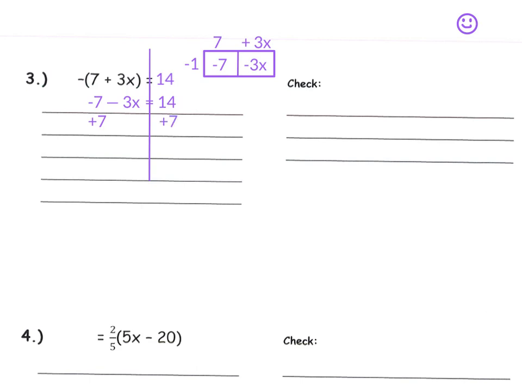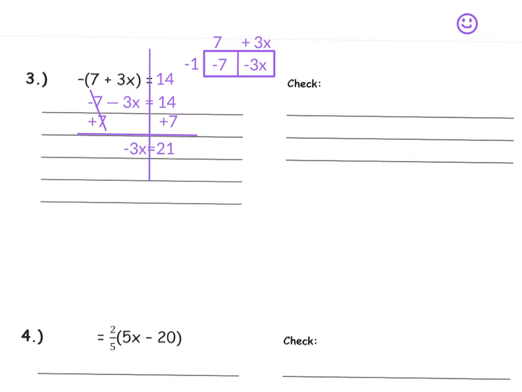-7 plus 7 is 0, so we can cross those out. So when I cross that out, I end up with only a -3x on the left side, and then equals 14 plus 7. I can rewrite it as 21 now. 14 plus 7 is 21.